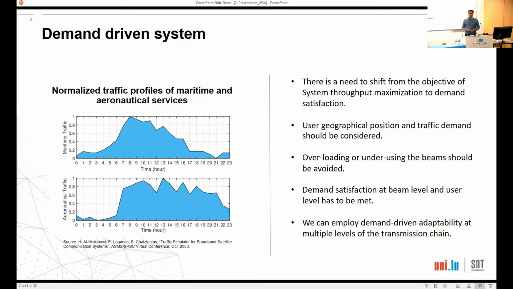So most of the previous works and current trend is increasing the offered capacity, but now we should look more towards how do we satisfy the user demand and not provide too much throughput for regions where it is not required. And also for this, it's very important to consider the geographical position of these users and also the traffic demands. And this can be achieved by avoiding overloading or underusing of the beams. So demand satisfaction also has to be provided both at beam level and user level. So for which we decided to employ a demand-driven adaptability at multiple levels of the transmission chain. So in this presentation today, I'll be talking about two such places.